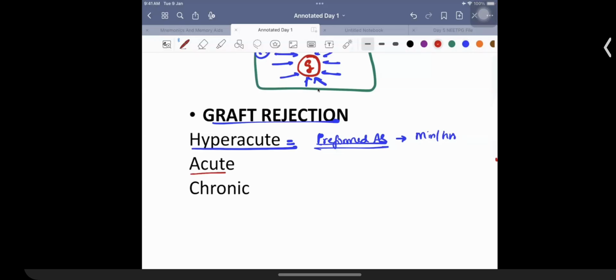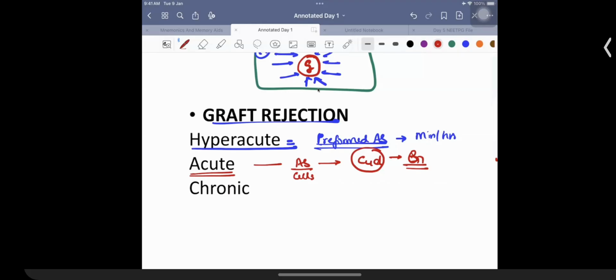The second one that we talk about is acute rejection. That can be because of antibodies or that can be because of cells. If it is because of antibodies, then this is going to be responsible for causing complement activation. And if it is because of complement activation, then complement C4D is going to get deposited in the kidney.